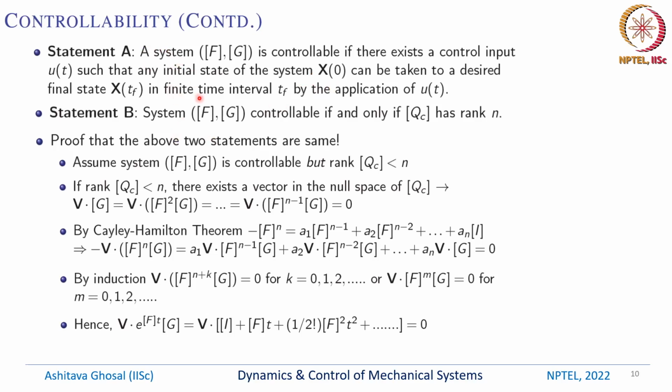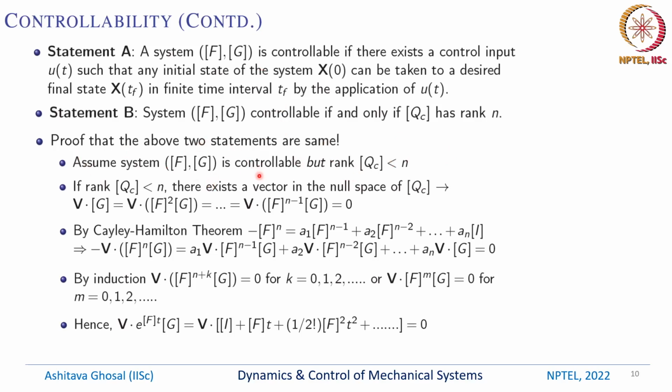So then A and B are identical if we can show both directions. So let's start. We assume F and G is controllable. We'll assume statement A is true, but then we assume that statement B is not true. Basically we will show that if you assume F and G is controllable and then we say that rank of QC is less than n, this is false. So hence A will imply B.